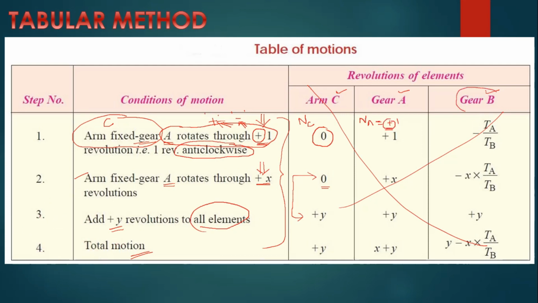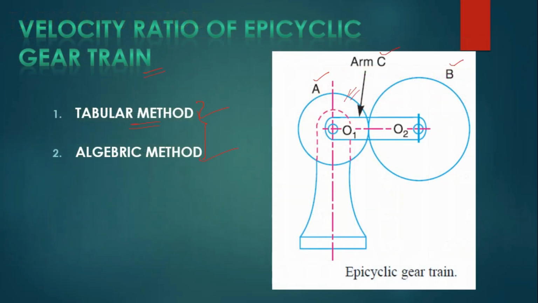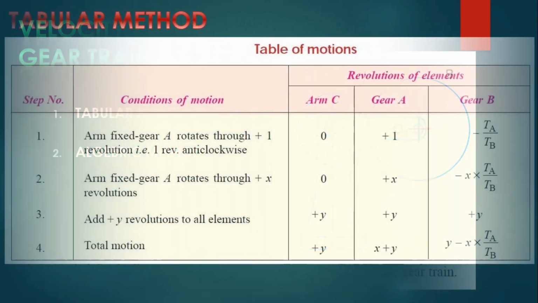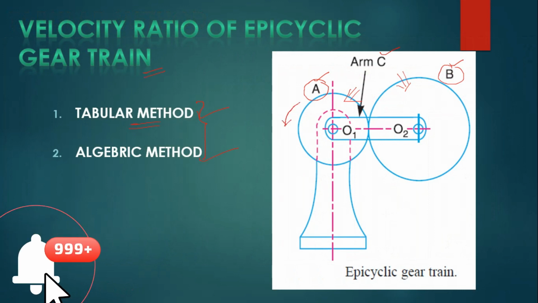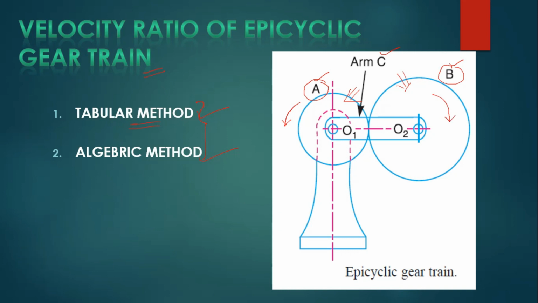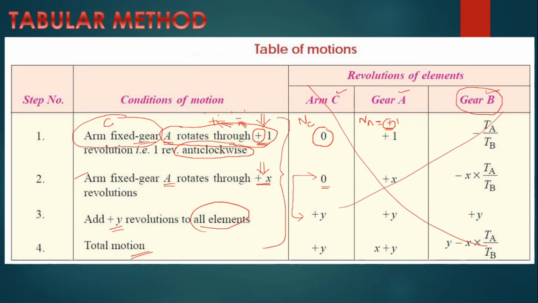Then how to calculate gear B, right. Already in the layout, see gear A is meshed with gear B externally. Gear A rotates in the anti-clockwise direction. Then what about gear B? Gear B rotates in the opposite direction, right. Gear A rotates in anti-clockwise direction, then gear B rotates in clockwise direction, because gear A and gear B are both meshed externally, right. Here gear A rotates plus 1 revolution. Then what about gear B?